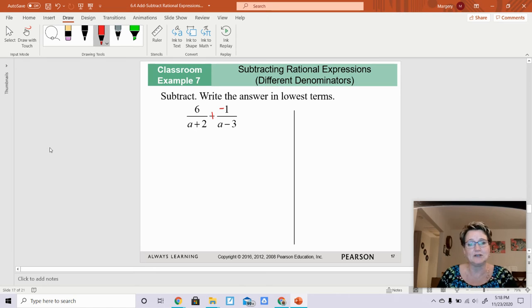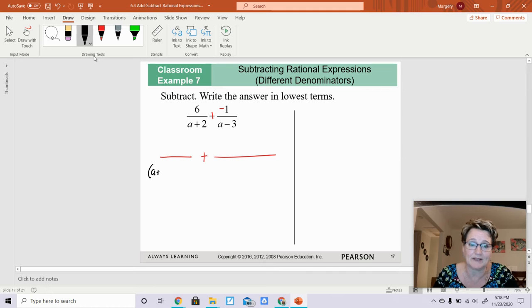So now it's an addition problem, so much easier. I have two fractions. First of all, remember, these are two different denominators. So I know that they both have to have an a plus 2. They both have to have an a minus 3. So whatever, I'm just multiplying the two together.